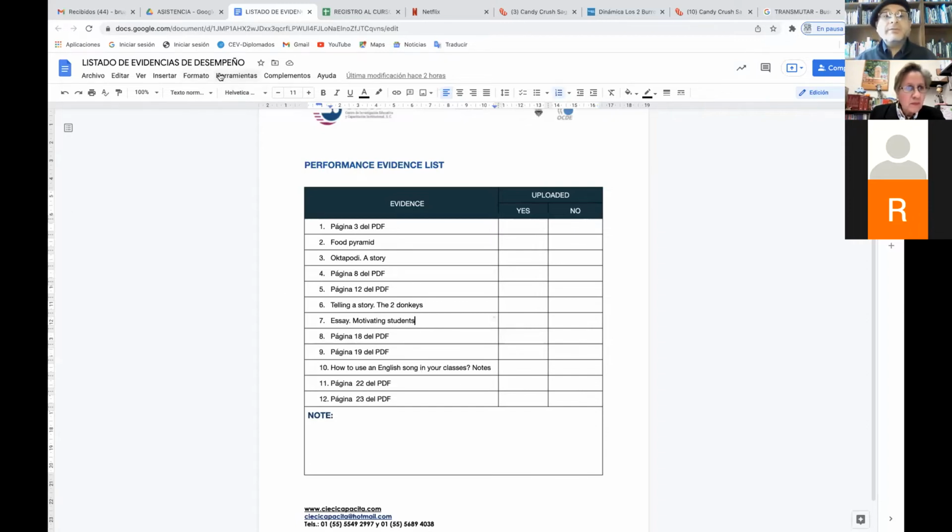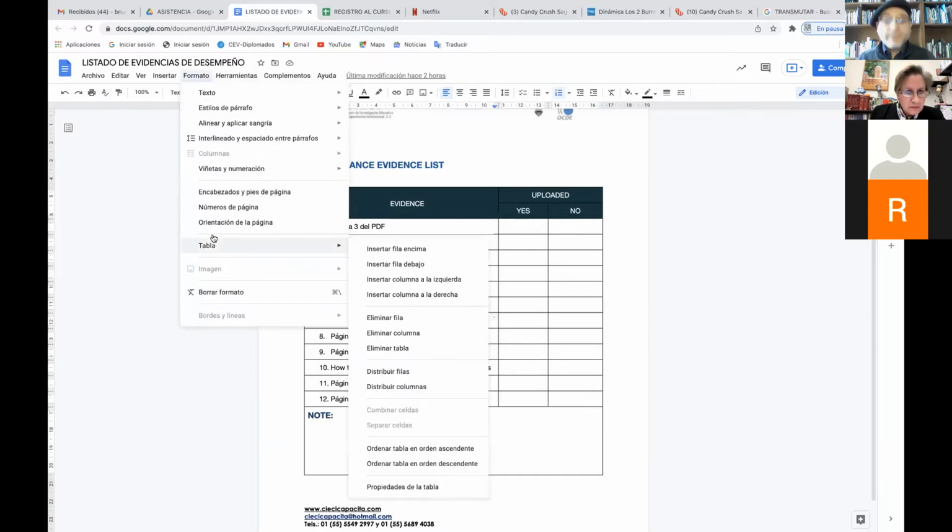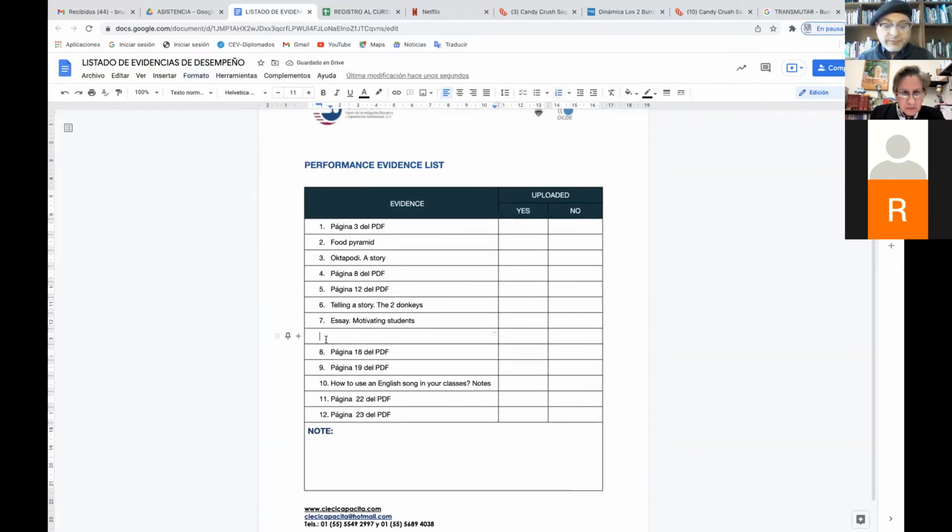El primero que tenemos es la página 3 del PDF. El segundo fue el trabajo que hicieron de Food Pyramid. El 3 fue la historia de Octapody. La 4 fue la página número 8 del PDF. Después la página número 12 del PDF. Luego fue Telling a Story, la historia de los dos burros. Ahí está, como número 6. Enseguida Essay, Motivating Students, que fue lo que se presentó el día de hoy. La página 16, ¿nos hace falta ahí? Después, la página 18, página 19.